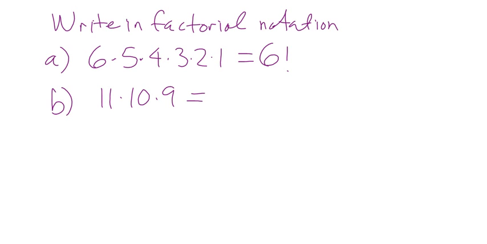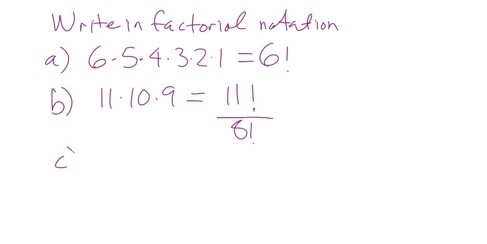Okay, write this in factorial notation. 11 factorial? Yeah, right? We've got to get rid of everything below 9. If we write 11 factorial, we're writing 11 times 10 times 9 times 8 times 7 times 6 times 5 times 4, but we only want 11 times 10 times 9. I've got to take out the 8, 7, 6, 5, 4, 3, 2, 1, which is 8 factorial. So we write that.